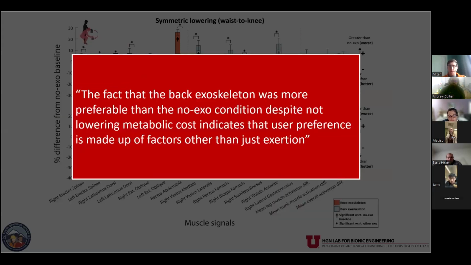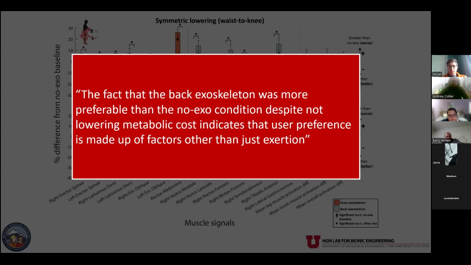And I think my favorite line from the study is that the fact that the back exoskeleton was more preferable than the no exo condition, which, go back and look at that pie chart, which you'll see, despite not lowering the metabolic cost, indicates that user preference is made up of factors other than just exertion. And I think this hits the nail right on the head in terms of the research that we do. You can tell someone every day of the week that this exoskeleton is going to reduce your muscle fatigue. It's going to make it easier for you to do these lifts and complete these activities.